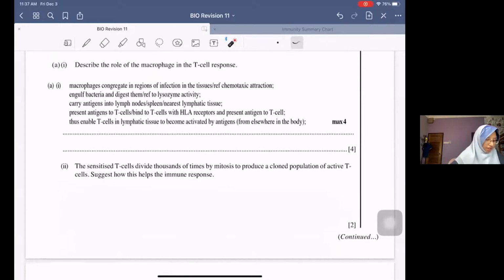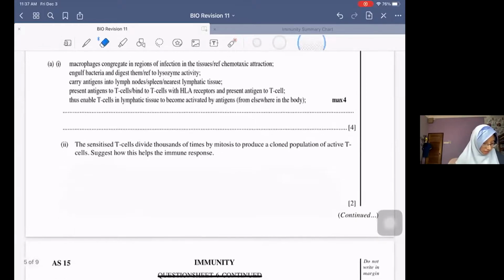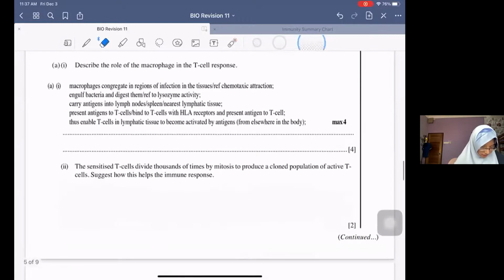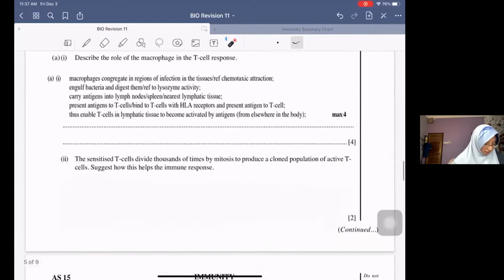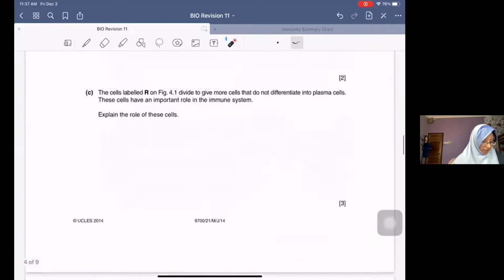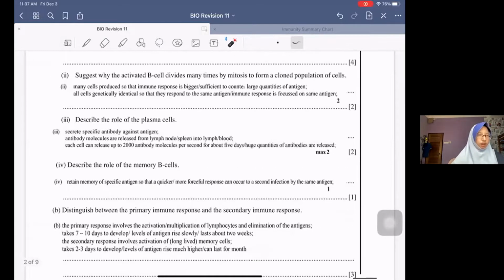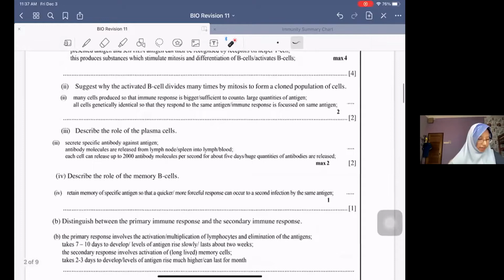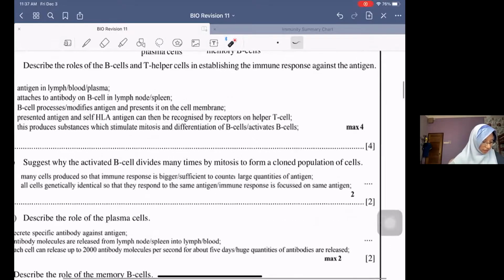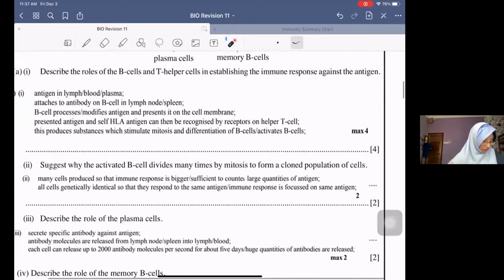Okay, so next question. The sensitized T cells divide thousands of times to produce a clone population of active T cells. Suggest how this helps with immune response. So it's the same thing as this one, right? You're also asking why we need a lot of clones of T lymphocytes. So the same thing as why B lymphocytes also divide.